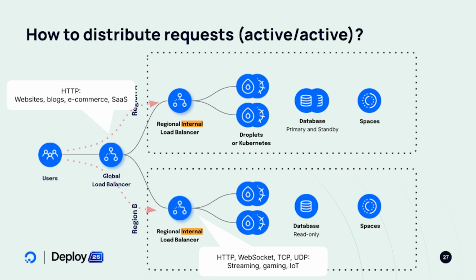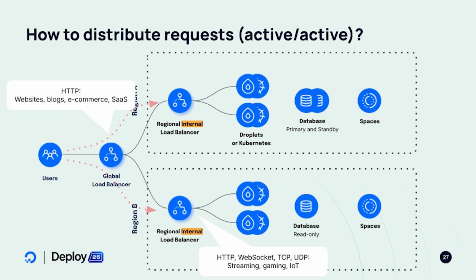And one important thing to remember here, global load balancer is layer 7. So it's HTTP only, while regional load balancers are layer 4, which means on top of layer 4, you can run other protocols like streaming, gaming, HTTP, of course. But if you want to use global load balancer, keep in mind you now, at least for now, are limited to layer 7 only, HTTP, HTTPS.